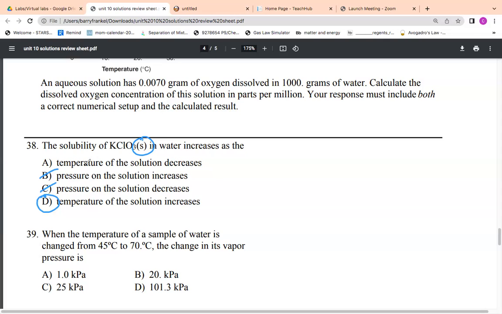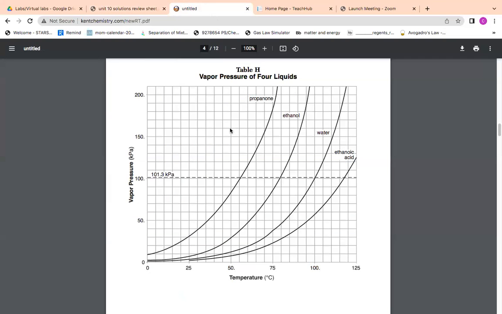Number 39. When the temperature of a sample of water is changed from 45 to 70 degrees Celsius, the change in its vapor pressure is what? So we're going to have to go to table H. Okay, here we are. We're looking at the water line right here. This is the third one. We are going from 45; the bottom goes by 5, so 30, 35, 40, and we want to be at 45 right here. So here for water, there is our vapor pressure.